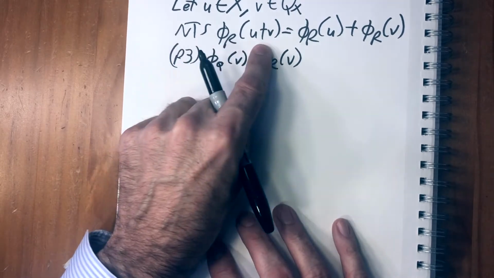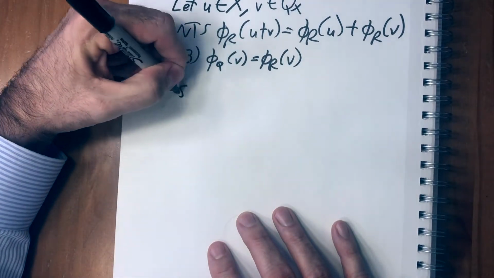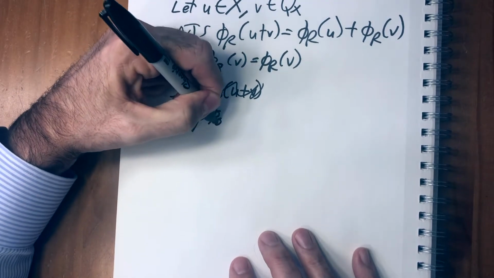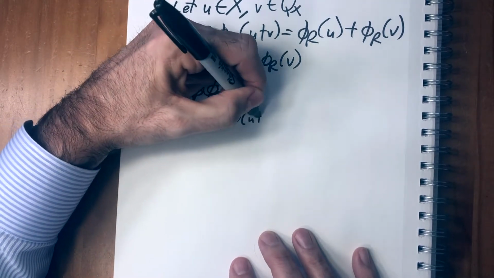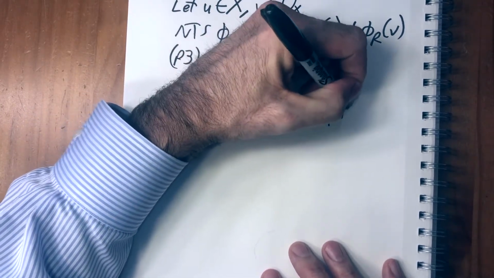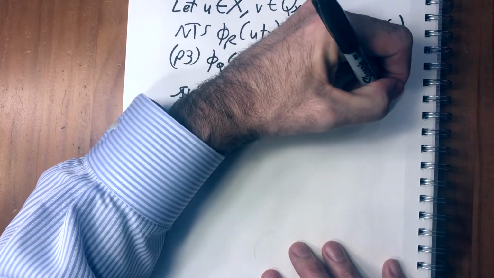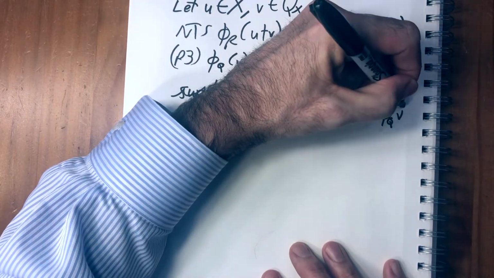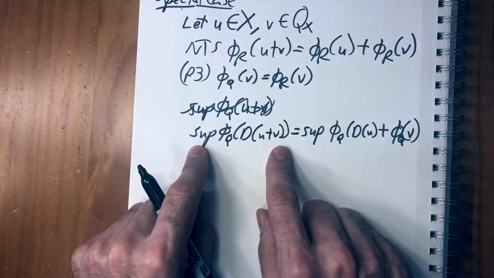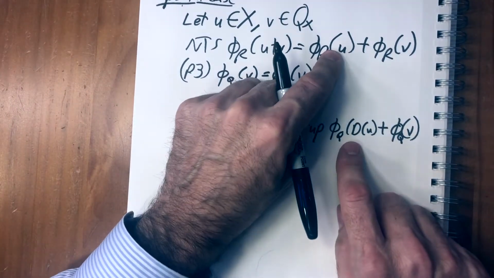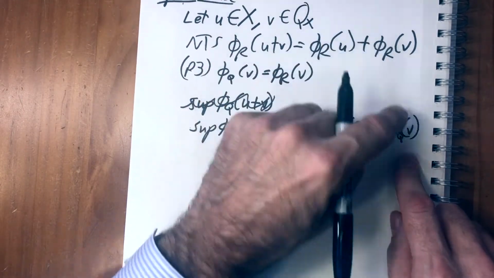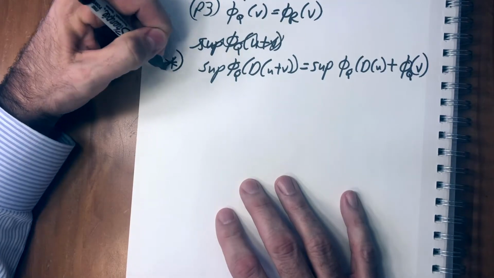So the definition of phi r here is that the supremum of phi q of d of u plus v equals the supremum of phi q of d u plus phi q of v. Right? This is just rewriting this. This is the definition of this, and this is the same thing just for u. And then we know that because v is rational, phi r of v equals phi q of v. This is what we're going to try to approach.